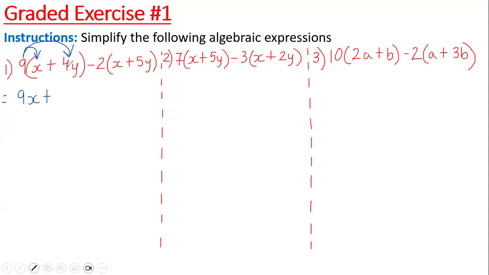What is 9 times 4? 9 times 4 is going to be 36. It's going to be 36y. Do you all understand that? Yes, sir. So we have 9 times x, which is 9x. Then we have 9 times 4, which is 36y. Evan, you understand that? Evan Green, can you hear me?